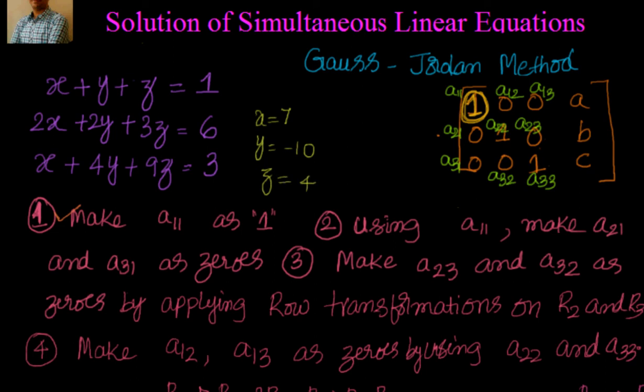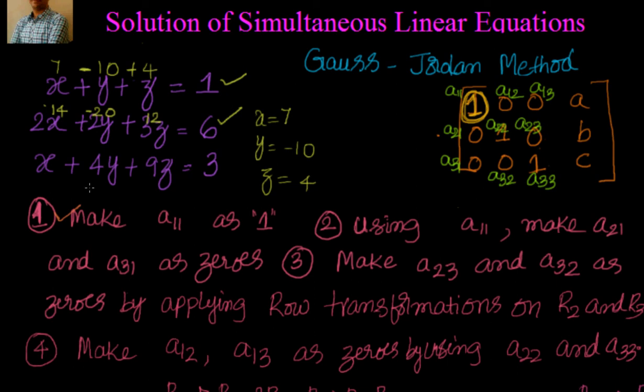Okay, here we go. First equation. X is 7. 7 plus 7 minus 10 plus 4. 7 minus 10 plus 4. 7 plus 4 is 11. 11 minus 10 is 1. Correct. 2 into x, that is 14. 2 into y, that is minus 20. 3 into z, that is 12. 14 plus 12 is 26. 26 minus 20 is 6.